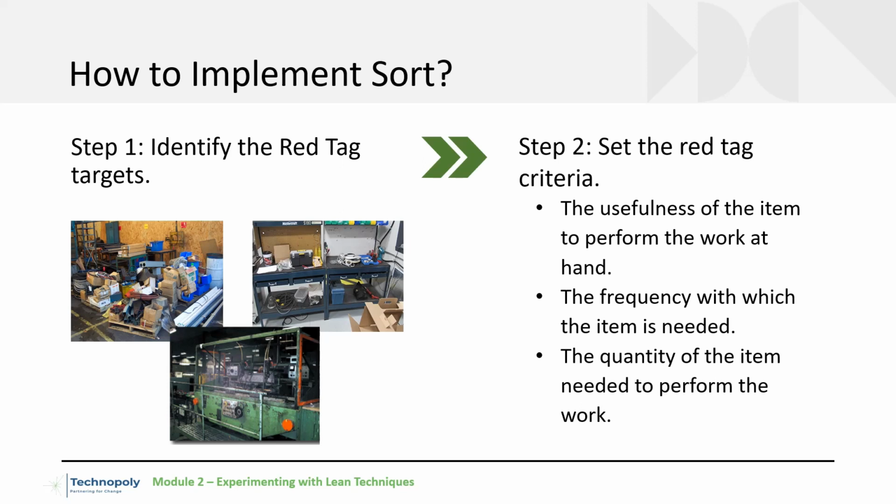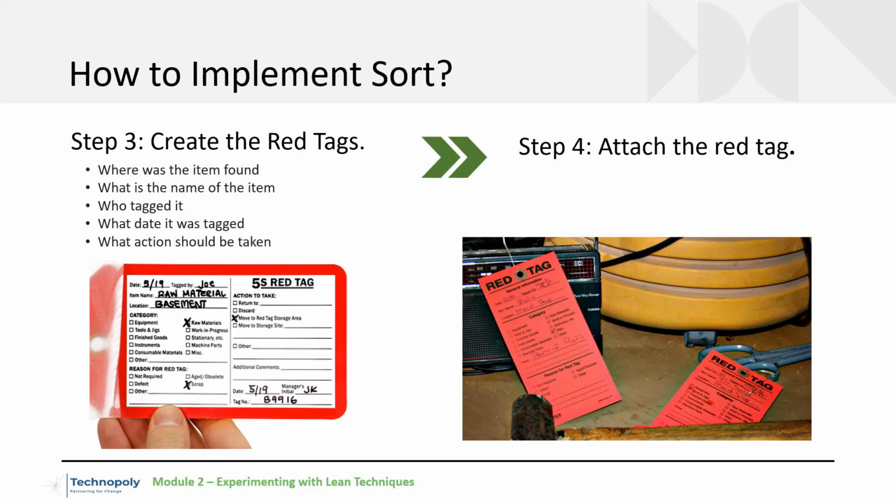After deciding on the red tag targets, the team should discuss and create guidelines on how to decide what stays and what goes. There are three main factors that help you determine this: the usefulness of the item to perform the work at hand, the frequency with which the item is needed, and the quantity of the item needed to perform the work. After defining the sorting criteria, the next step is to create the red tags. On the red tag, key information to include are the following: where the item was found, what is the name of the item, what date it was tagged, and what action should be taken.